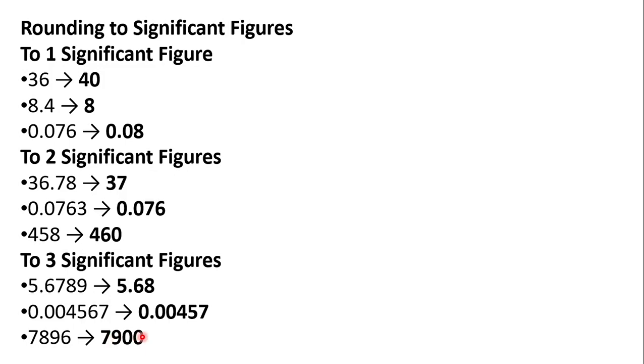But this number isn't to three significant figures, it's basically two. Remember that trailing zeros at the end of a non-zero number are insignificant. So here this number has two significant figures and not three.